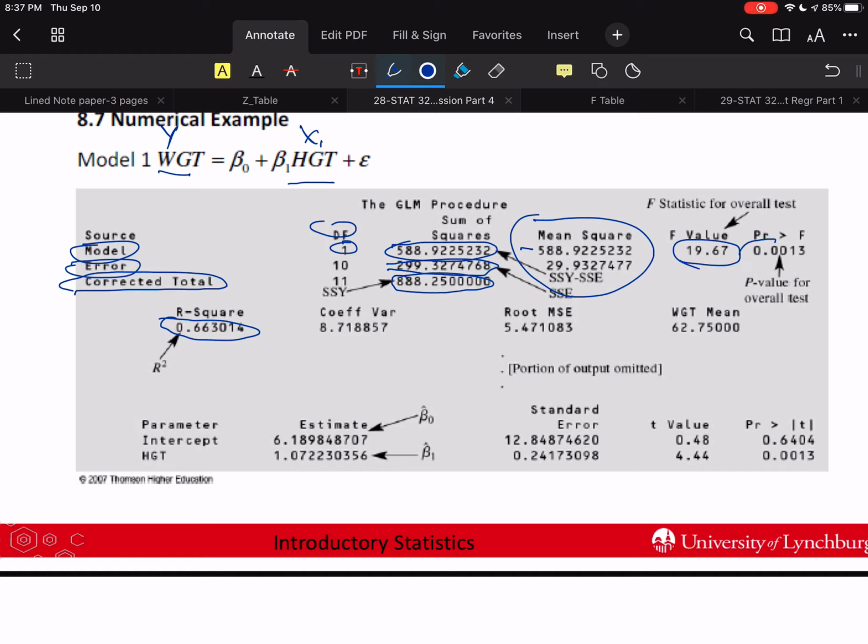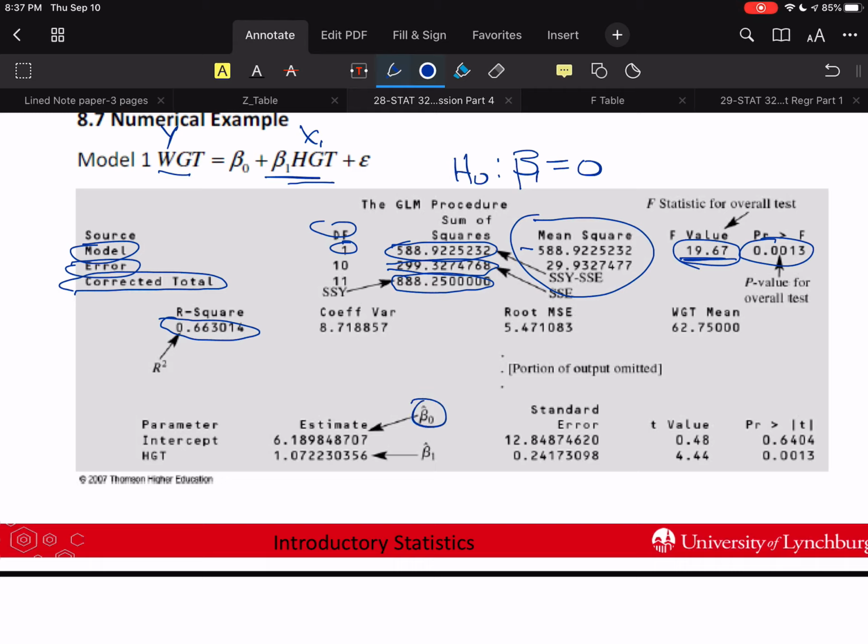And then here is the p-value. And we like small p-values because this is the probability that we would get this F value under the null hypothesis. And the null hypothesis here is that beta 1 is equal to 0, okay? Because we only have one beta in the model, okay?